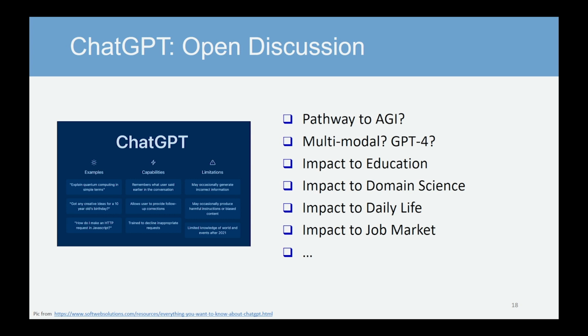I think there is already a lot of discussion going on campus, and I'm happy to see the Academic Integrity Office will be involved in the later panel too. And there is definitely impact on the domain, on our daily life, and also on the job market. There are many people, like master's students, asking me, how do you think about this job market?